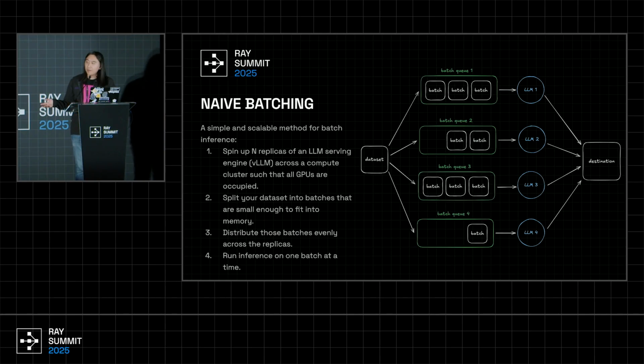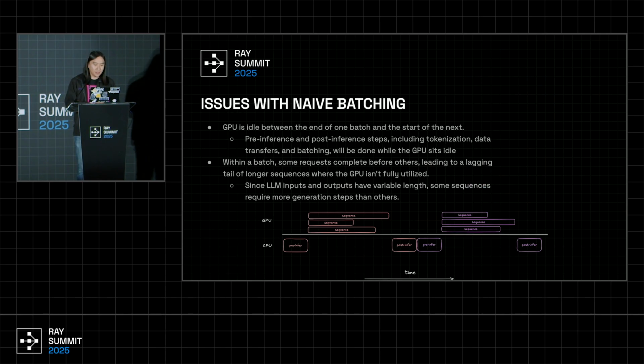Okay, so the first technique that I'd like to introduce is naive batching. And with that, it's fairly straightforward. You have your data set, you split it into some batches that are small enough to fit into memory. Then you send it to these N replicas of your LLM serving engine. In this case, we'll be using vLLM. And essentially, after you split your data up, you just pass it through sequentially to each of your LLMs, right? This is trivially scalable. You just scale up the number of LLM nodes in your cluster, and you divide your data further as needed so that they're well balanced across your cluster, right?